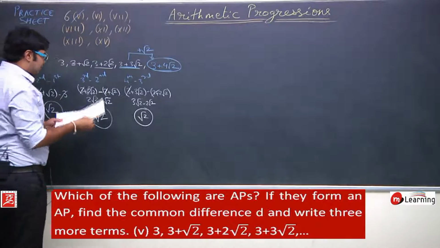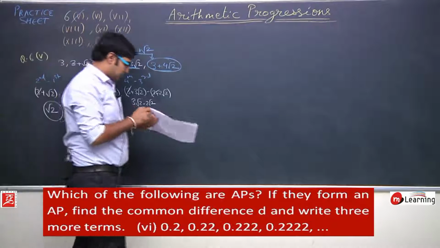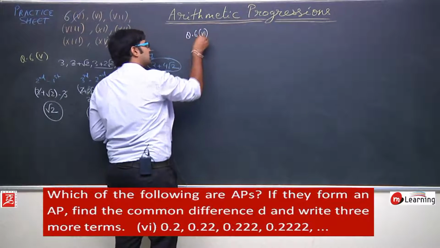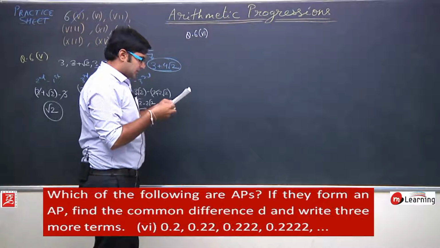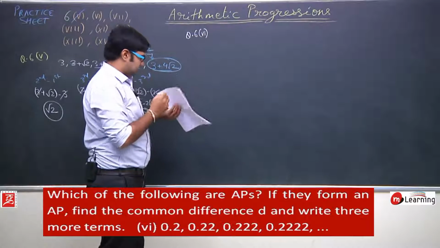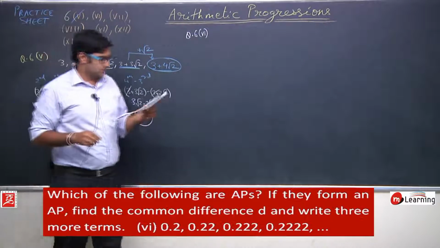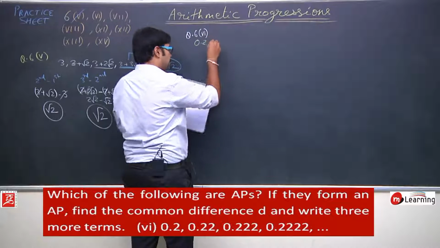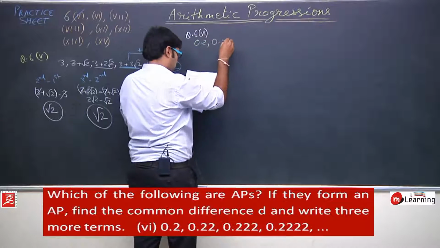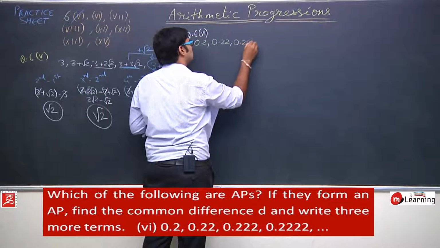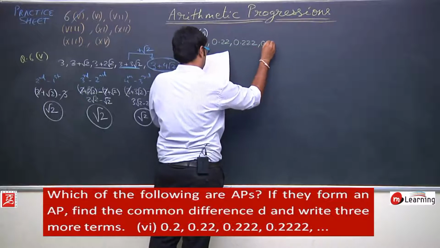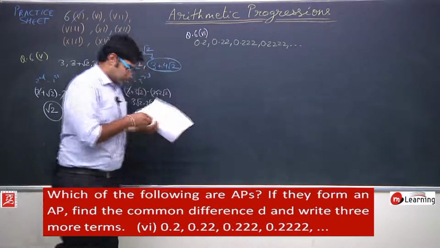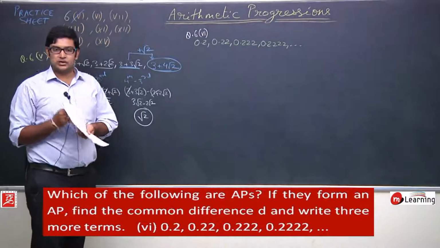Let us discuss the sixth part of question number 6. Let us write the sequence. It is 0.2, 0.22, 0.222, 0.222 and one more 2, and so on. Now, let us check whether this is an arithmetic progression or not.